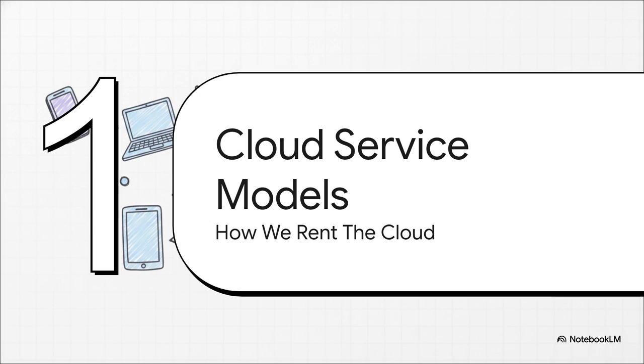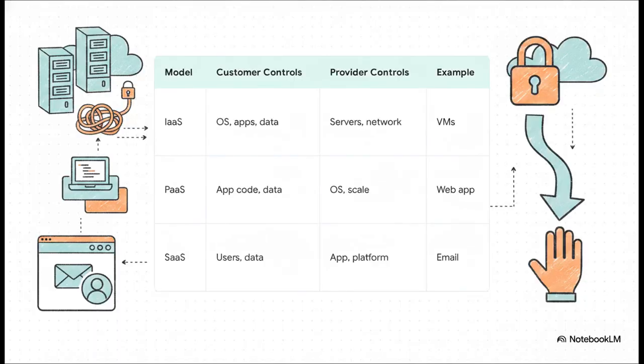Section 5. Decoding cloud service models. Now that we're renting all this space in the cloud, we really need to talk about how we rent it. We're going to slow the pacing down just a bit here because we need to carefully unpack these acronyms that completely define modern cloud computing. Broadly speaking, there are three main ways we consume the cloud.